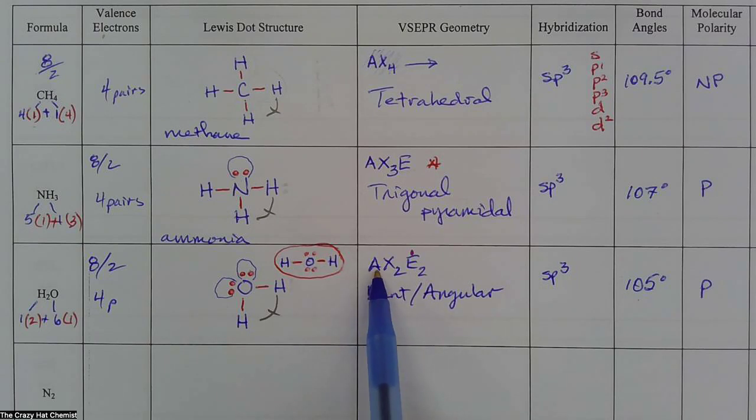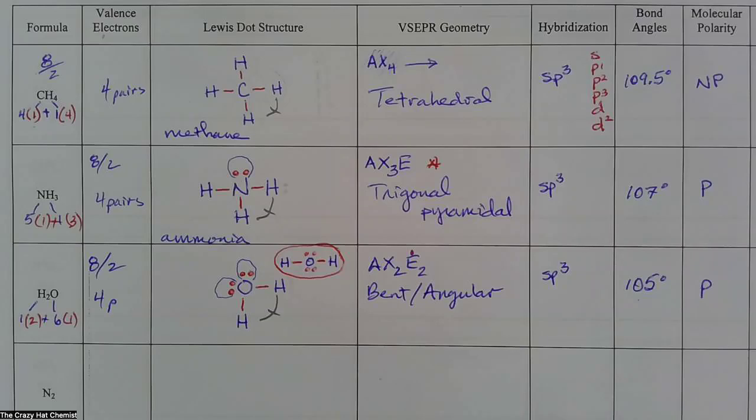Also, if you follow the AXE, that's A, X2, E1, E2, you understand that this is angular or bent and not linear. All right, very important. These are the three most important molecules. They are covered in every single chemistry textbook. All right, let's move on to the next one here for you.